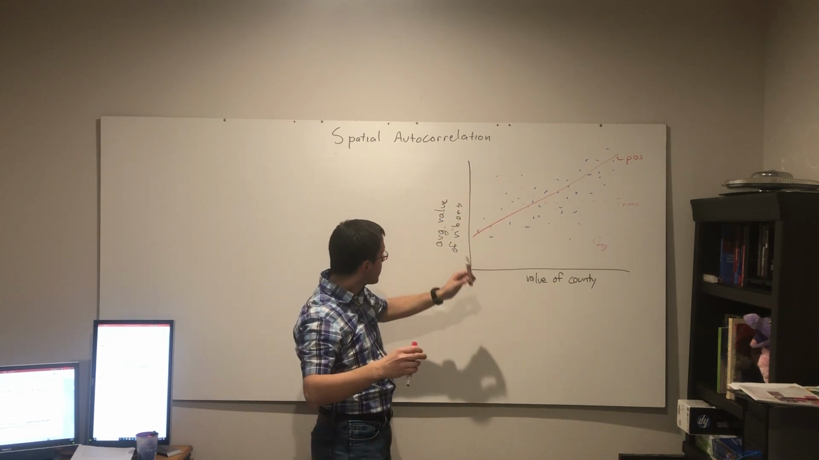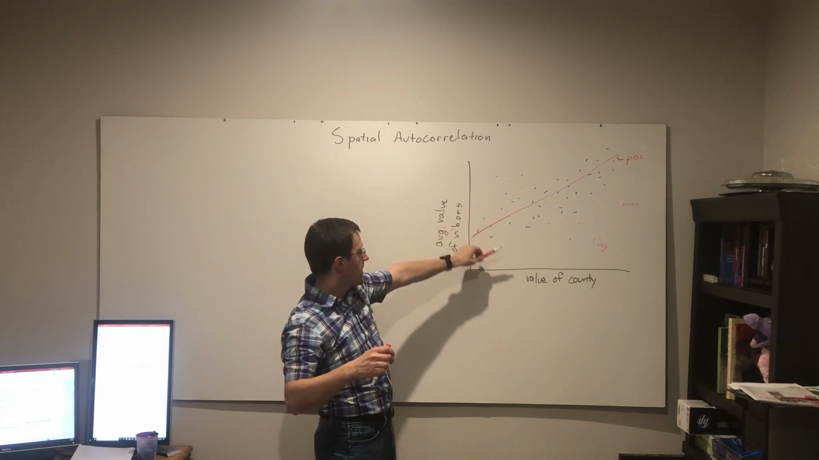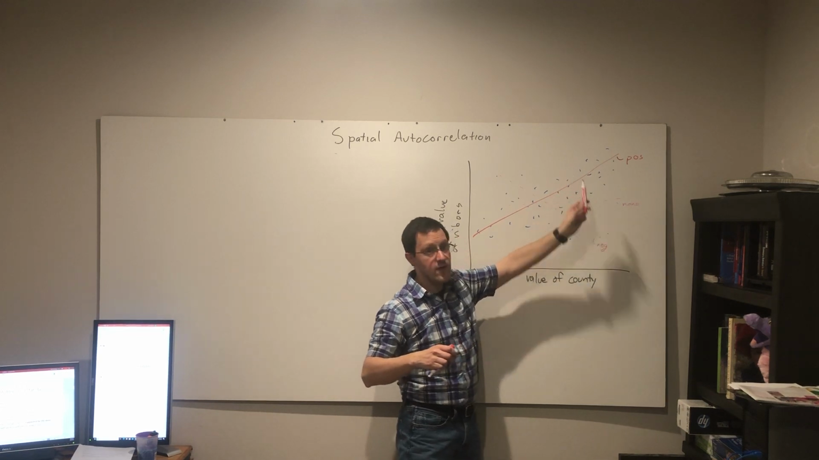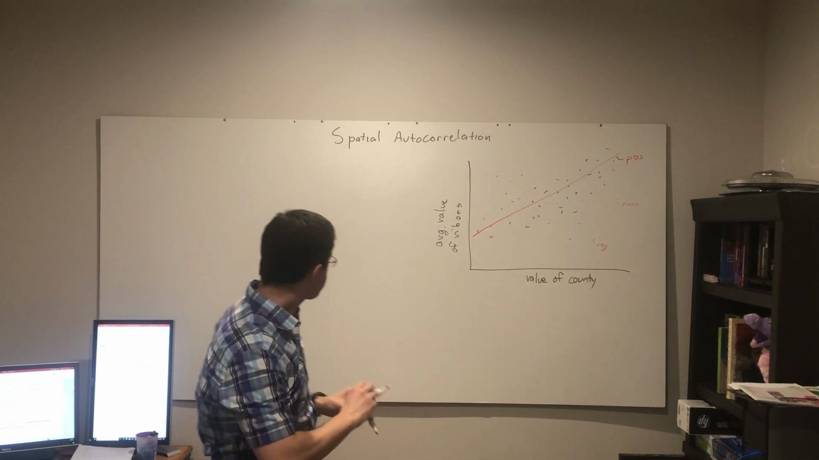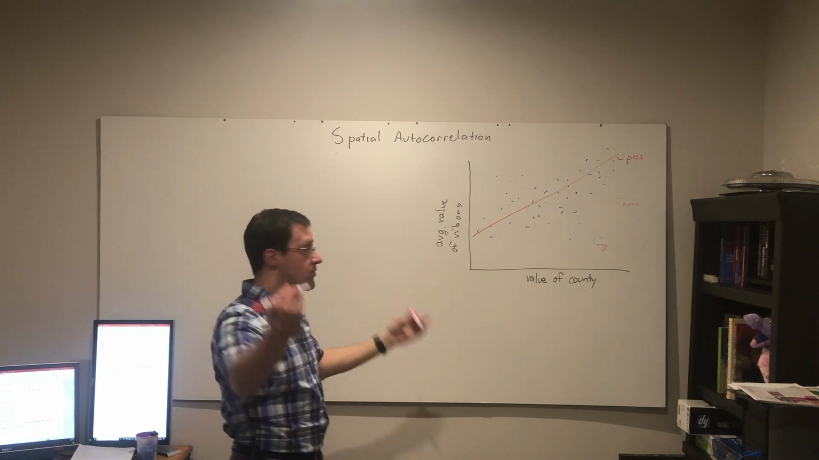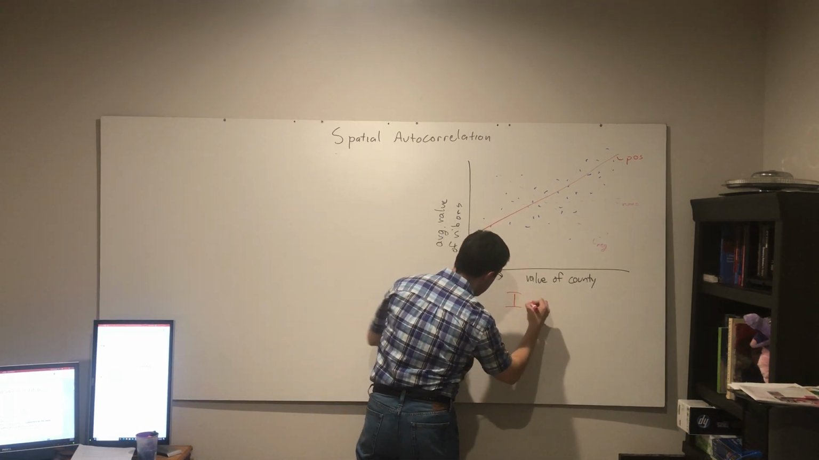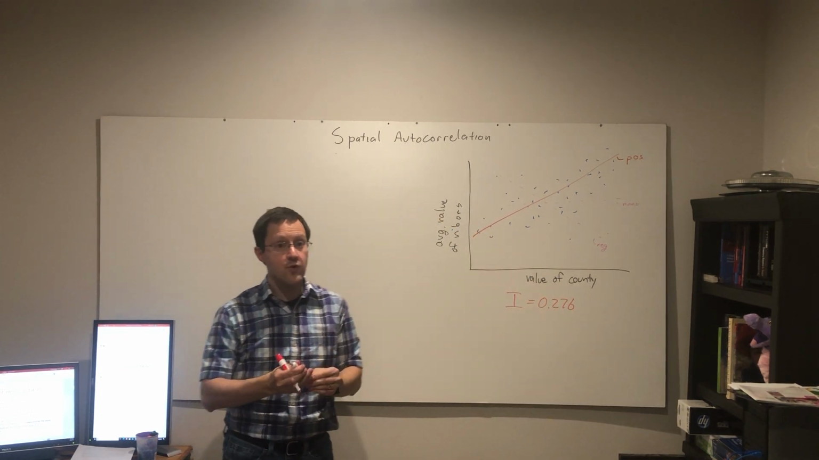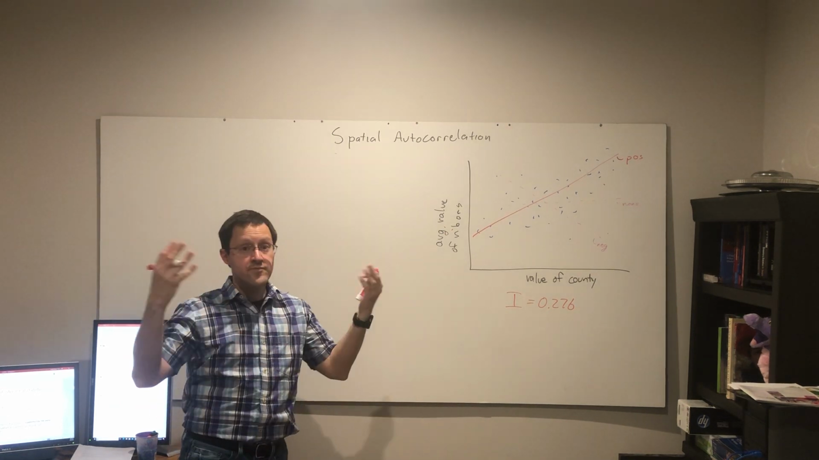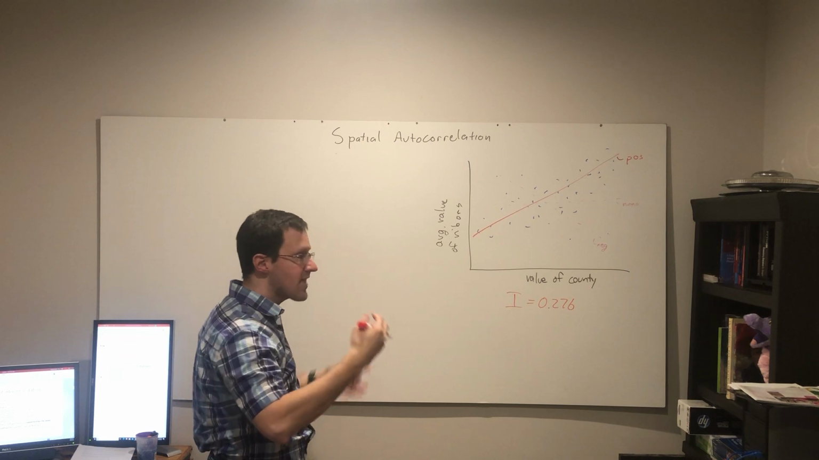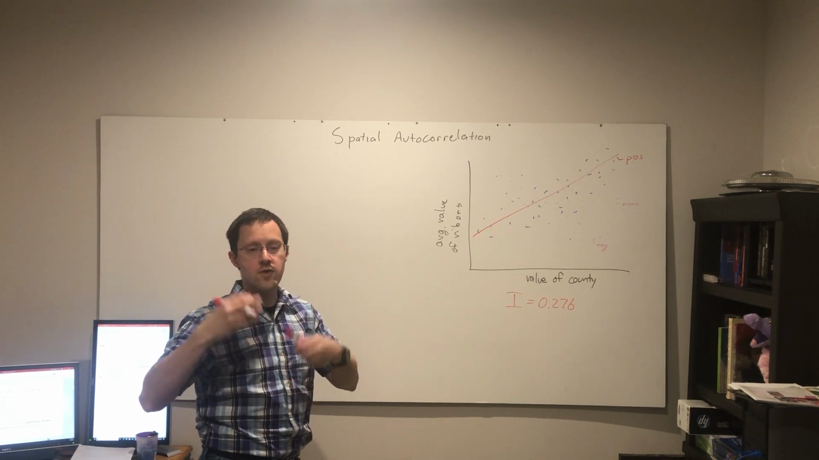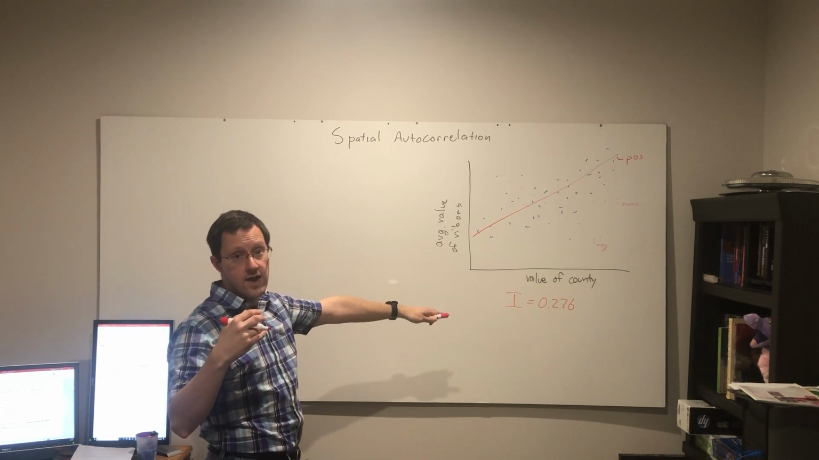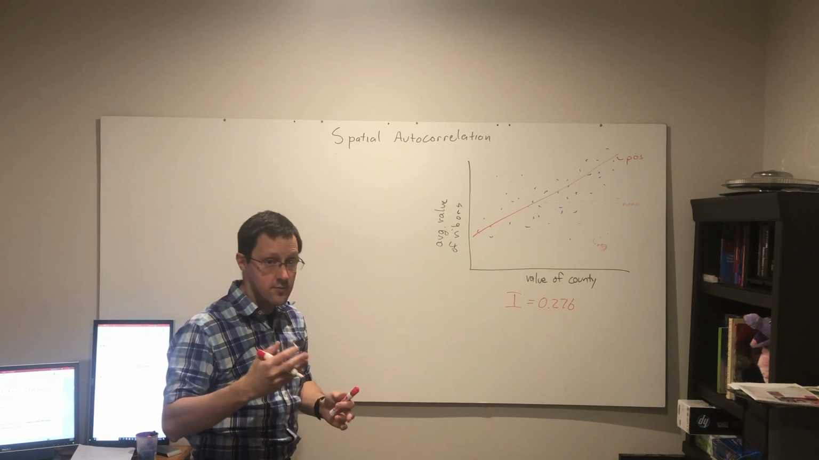That would be negative. In this case, as I have drawn the blue dots, if the value is low, its neighbor's average is low as well. Likewise, if the value is high, the neighbor's average is also high. So I do this, and I might get a value for I, 0.276, let's say. Okay, so what? What does that actually mean? That is my value of the test statistic. Now I want to compare against the distribution of what I would expect I to be if there is no relationship.